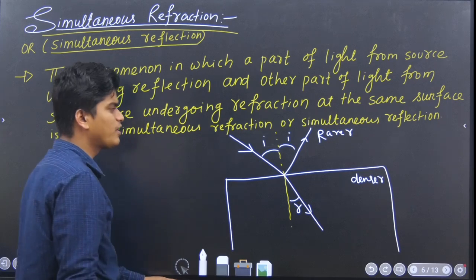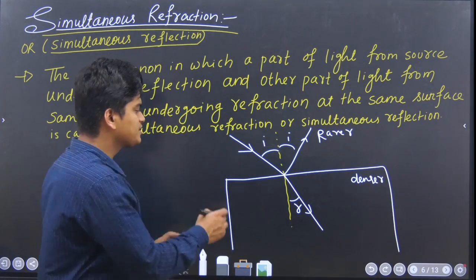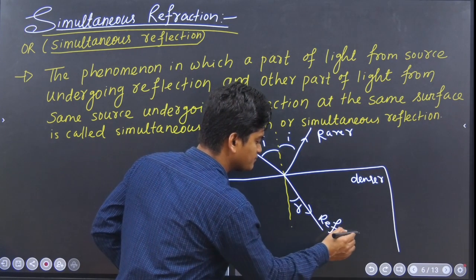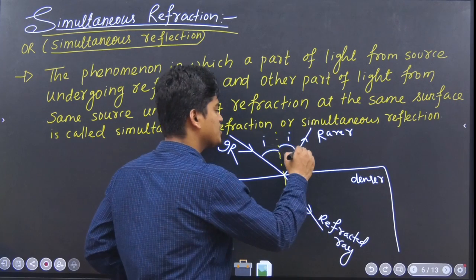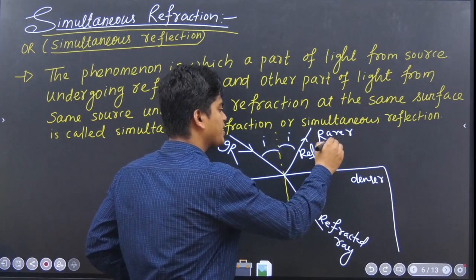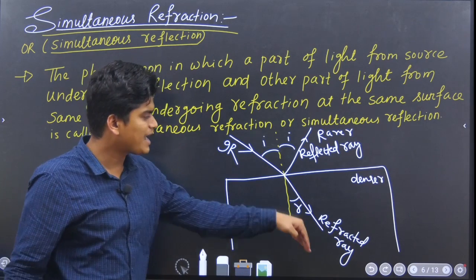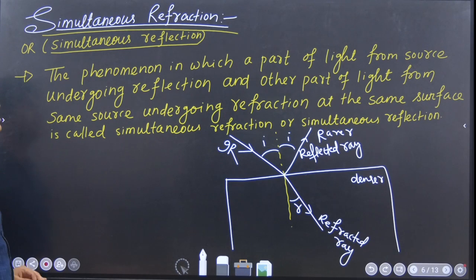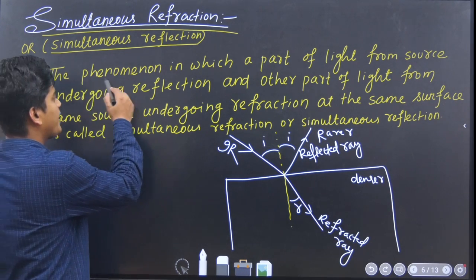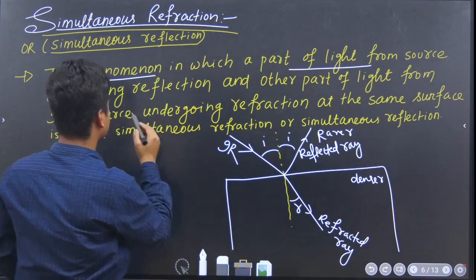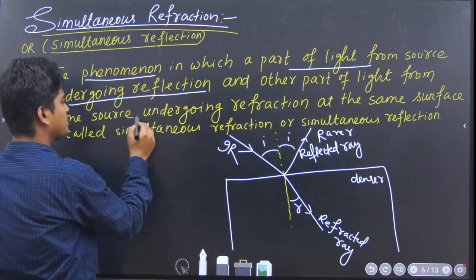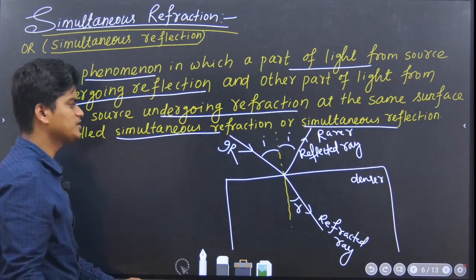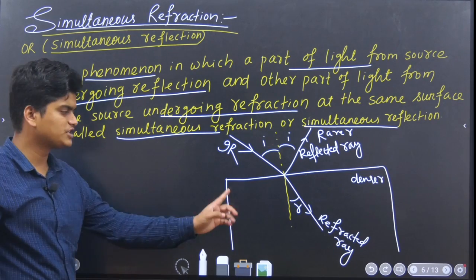So simultaneously what is happening? From the same source, whatever light is coming is your incident ray. This is your refracted ray, and this is your reflected ray. So some part is refracting, some part is reflecting. That is called simultaneous refraction or simultaneous reflection. That means the phenomenon in which part of the light from the source undergoes reflection and the other part undergoes refraction from the same source. You must remember this idea, this is the normal idea.